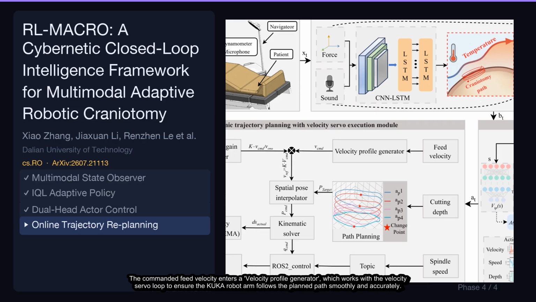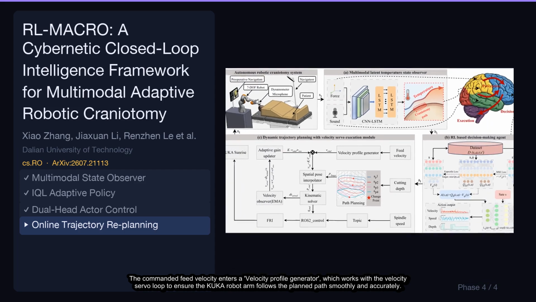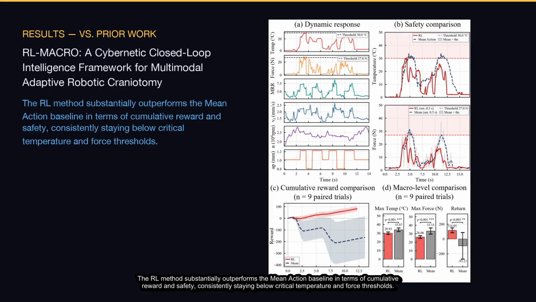The commanded feed velocity enters a velocity profile generator, which works with the velocity servo loop to ensure the KUKA robot arm follows the planned path smoothly and accurately. The RL method substantially outperforms the mean action baseline in terms of cumulative reward and safety, consistently staying below critical temperature and force thresholds. Quantitatively, RL achieves a positive return of 116.05, significantly higher than the baseline's negative return of minus 93.21, while also maintaining lower maximum temperatures and forces.